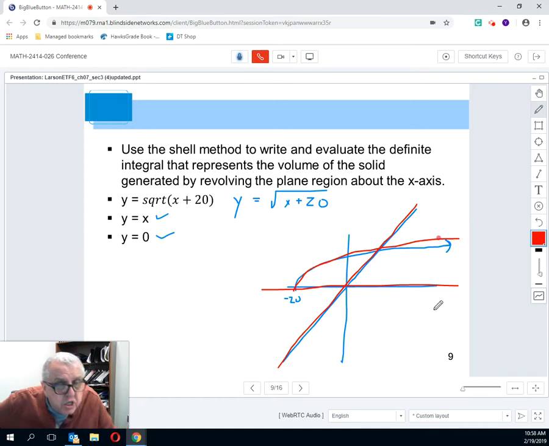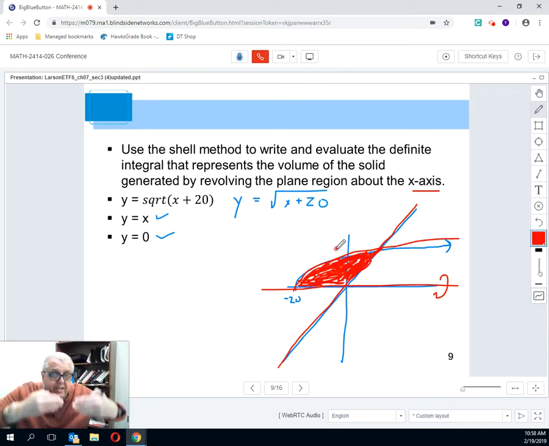And if you look, all these form this little shaded area here. So this is the shaded area. This is the graph that we're going to rotate, and we're going to rotate this graph about the x-axis. So just the shaded part that I put in here is what we're trying to find the volume of as it rotates about the x-axis.